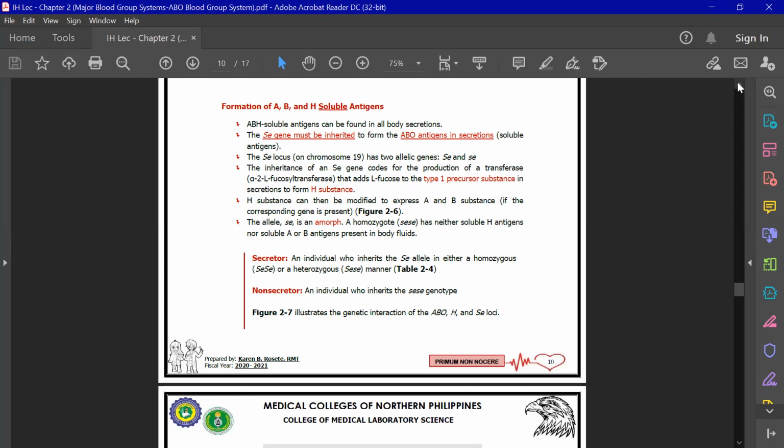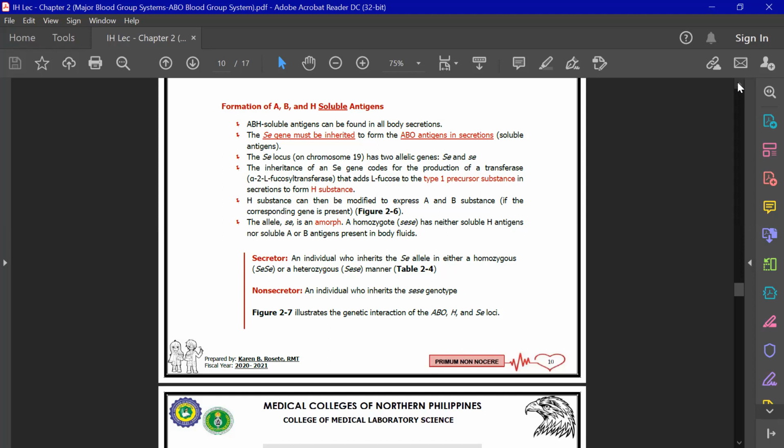Class, I have to keep reiterating these concepts para mas makabisado nyo. Okay? So, huwag niyong sabihin na si Ma'am paulit-ulit. Okay? I am doing it on purpose kasi gusto ko na mas maalala nyo. Mas mabilis nyong maalala. Okay? So again, your SE and the H gene, these genes are located on your chromosome 19, and your ABO genes, they are located on chromosome number 9.